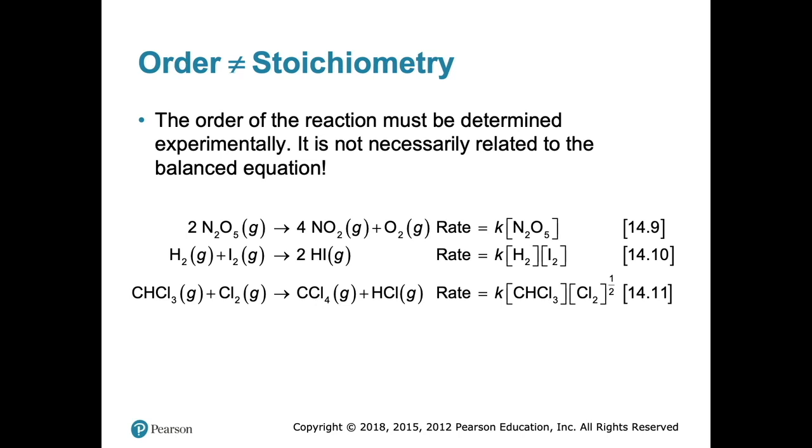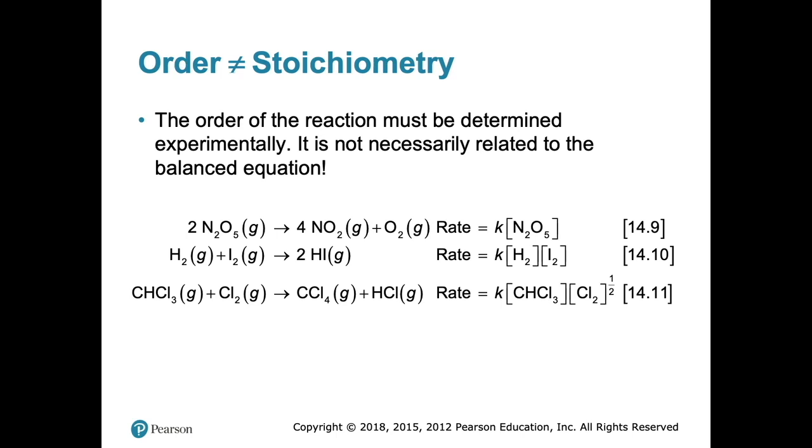We have this reaction where dinitrogen pentoxide decomposes into nitrogen dioxide and oxygen. We have a 2 here and a 4 here, but the reaction rate is still just first order for that decomposition. Here again, hydrogen and iodine becoming hydrogen iodide is still first order. And this one looks like it's all 1-to-1, but we have a half order reaction order. Don't worry, we're not going to deal with half orders right now. We're only going to be doing 0th, first, and second order.